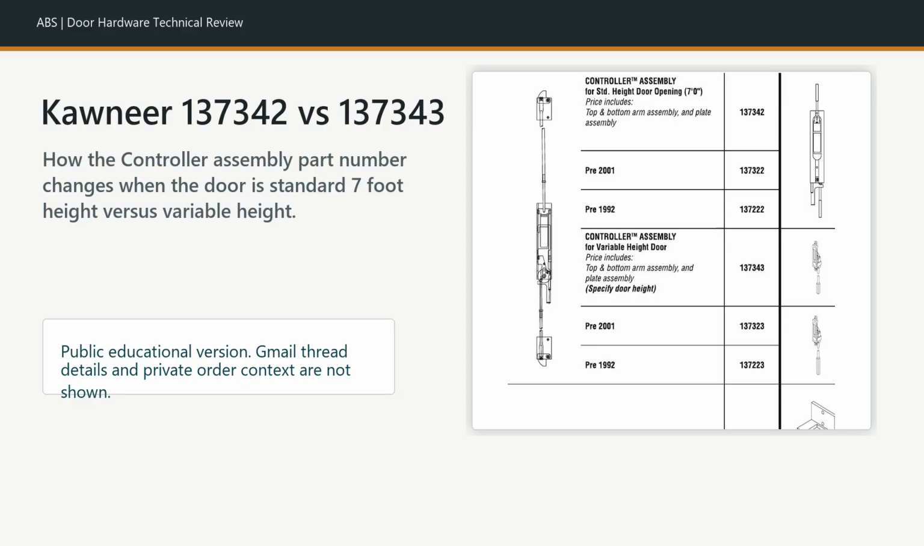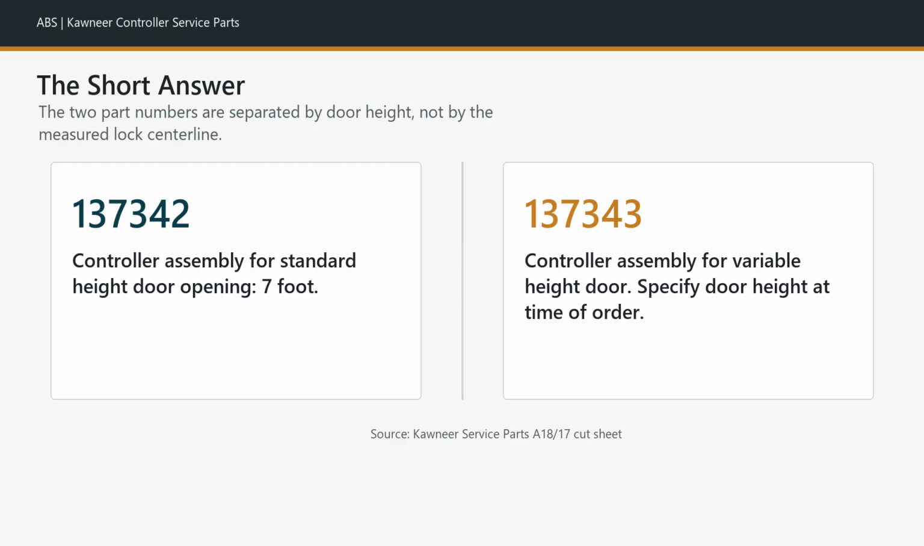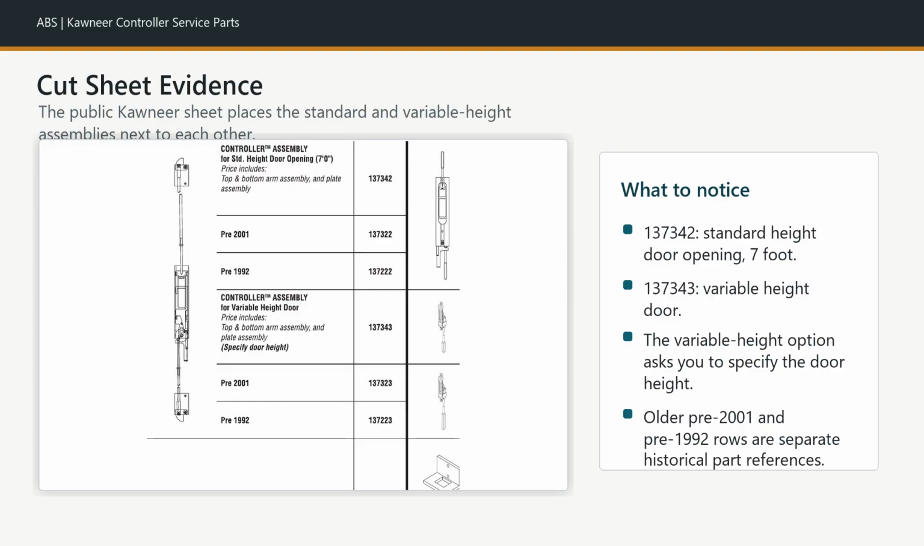137,342. So we're checking the 137,342 and the 137,343, and we want to find out what the difference is. Right. Well, the 43 is when you have a door that's not 7 foot. Okay, Kawneer can do 8-foot doors. They can do anything. So if you have a door that's typical standard 7/0 height, the 137,342 is the one you want. Otherwise, you'll go with the 43 and specify the door height at the time of order.